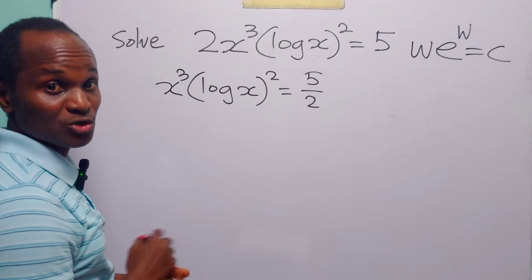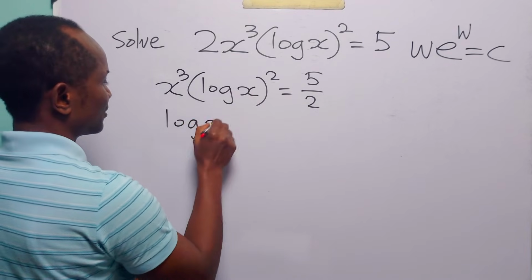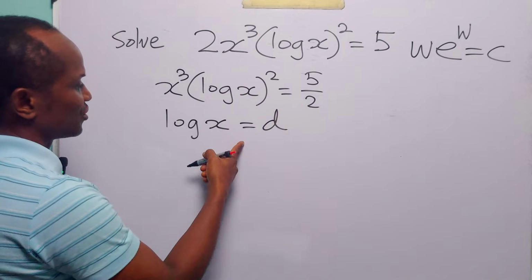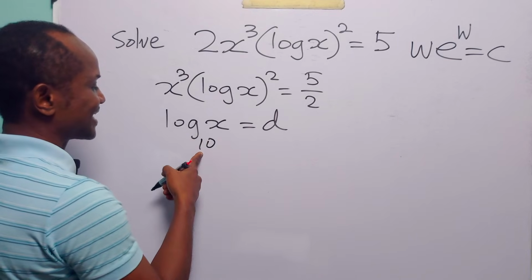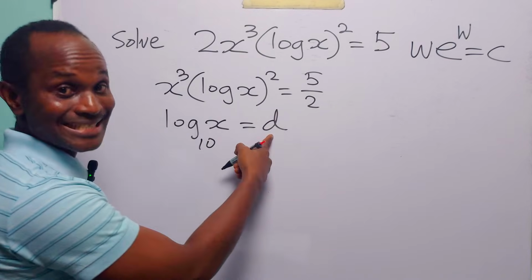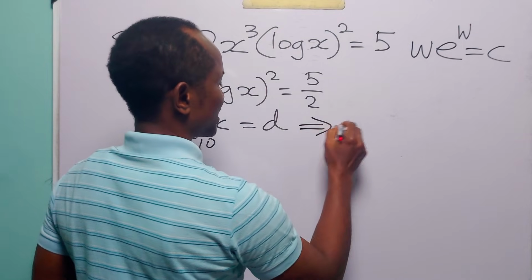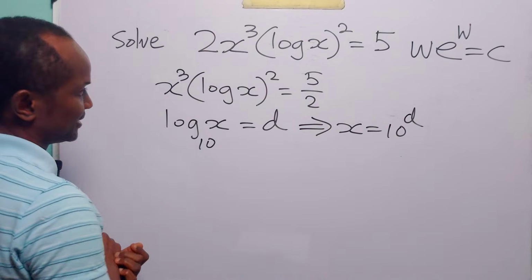Now, the next thing we are going to do is a substitution. Let log x be equal to the letter d. Of course, you know that when we have a statement like this, it simply means that 10 to the power d is equal to x. So, from this, we have that x is equal to 10 to the power d.